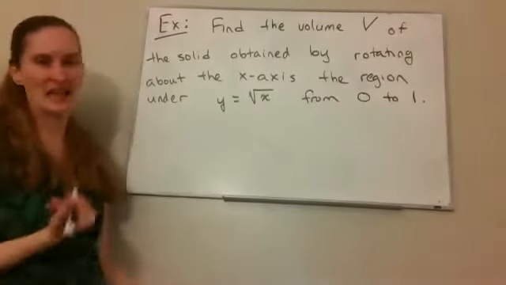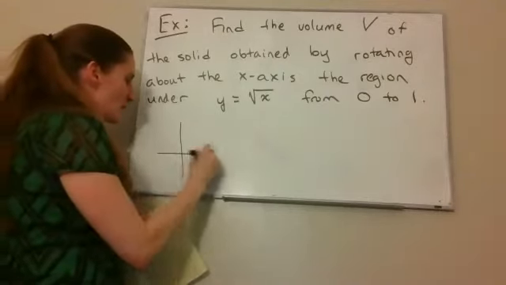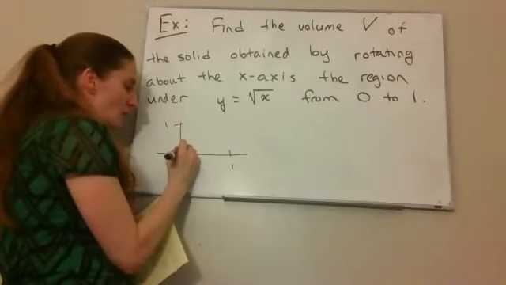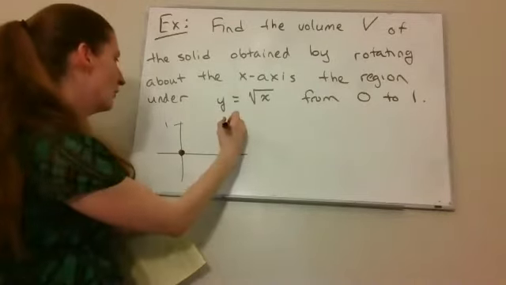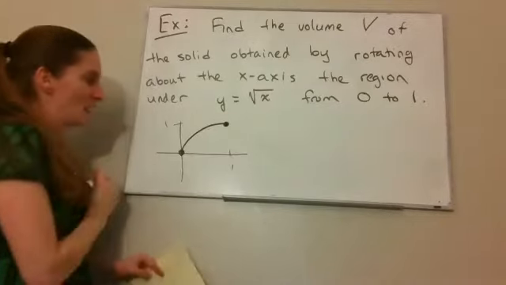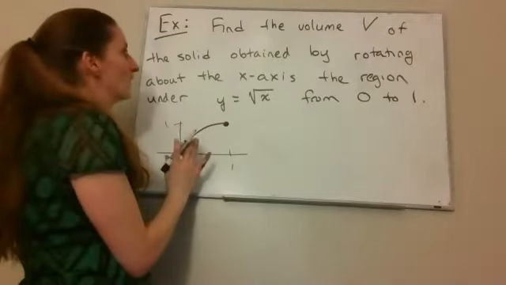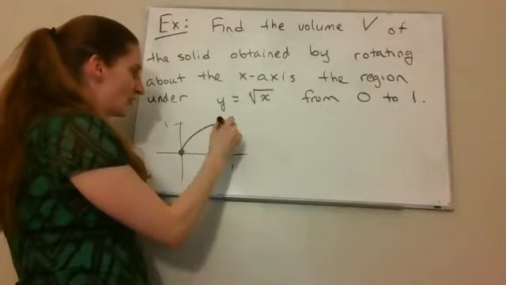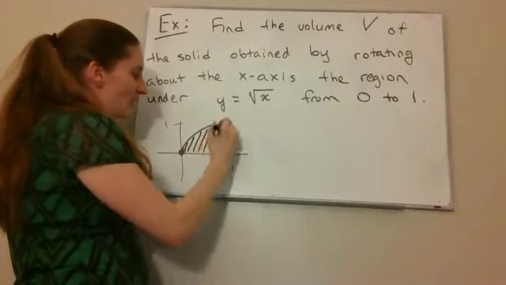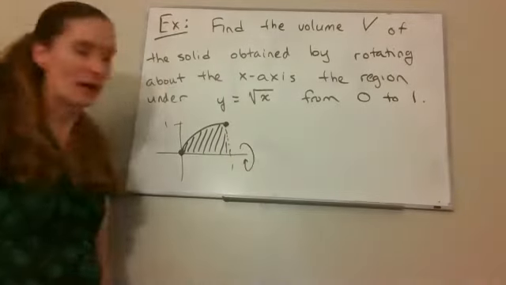All right, let's get an idea of what's going on here. Let's sketch what we're talking about first. So the square root of 0 is 0, and the square root of 1 is 1. My square root function looks something like this. And we're only concerned with the part from 0 to 1. So it says take the whole region underneath this curve. So we're taking this shape here, and we're going to rotate it around the x-axis.